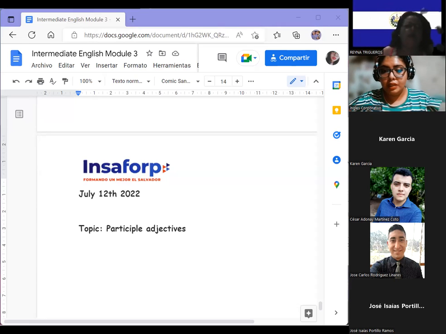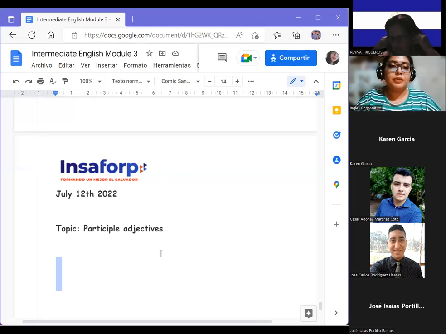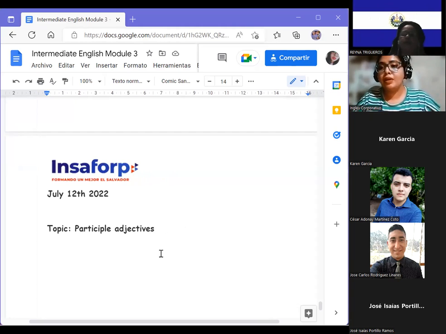So let me take this to this space. Participle adjectives, what are these words and how can we use them? And also how can we create sentences or all of that information with these participle adjectives?